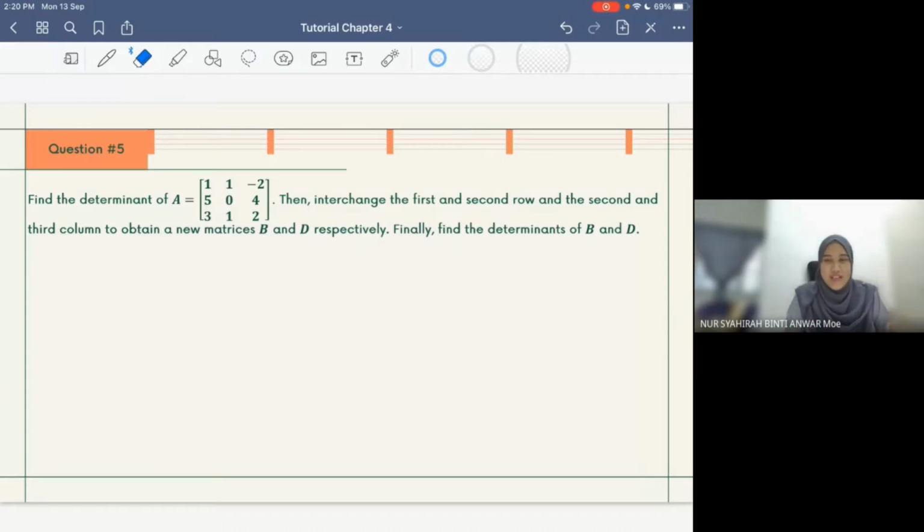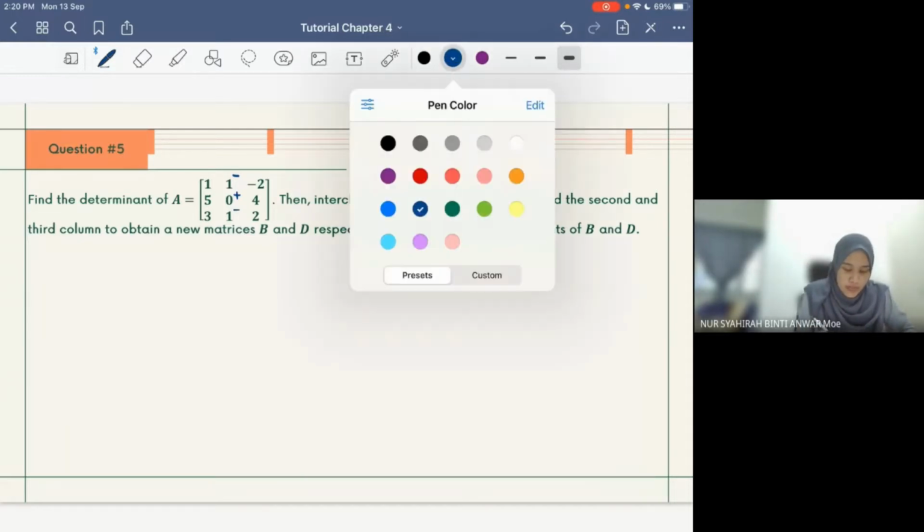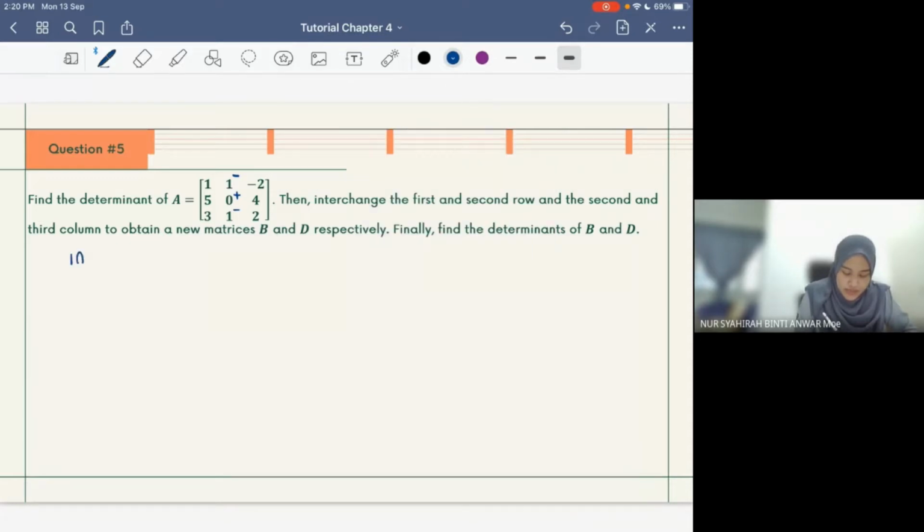Okay, thank you. So if we use column 2, so the sign for column 2 will be negative, positive and negative. Okay, tapi sebelum tu, let's try to find the determinant of A dahulu. Sebab nanti kejap lagi kita akan gunakan the result for determinant A untuk dapatkan determinant of B and D lah. So the determinant of A will be negative 1 multiplied by dia punya minor. So row 1 second column kan.